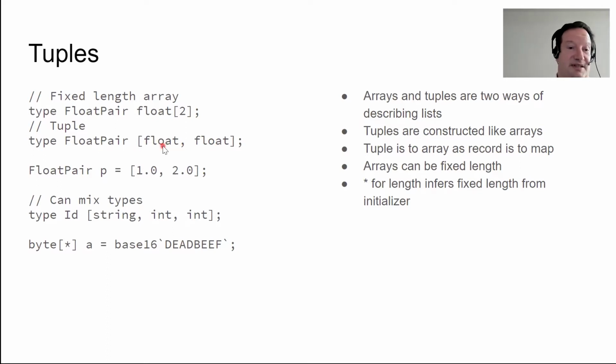So that means it's a two tuple with first member being a float and the second member being a float. But obviously you're not restricted to these things being the same type. Suppose I want to have an ID type that has a string and an int and an int. Then I can do that too. And sometimes, when you've got a fixed length array, you want to infer the length of the array from the initializer. And the star here says it's a fixed length, but infer the length from the initializer.